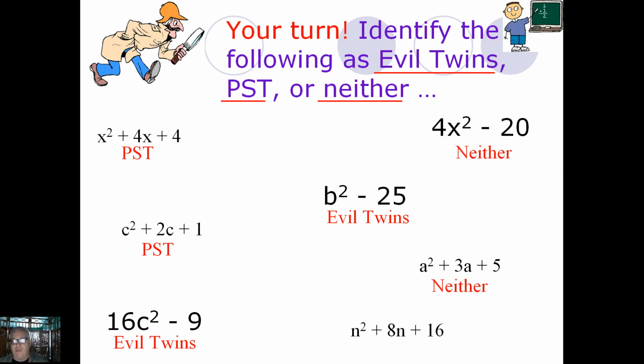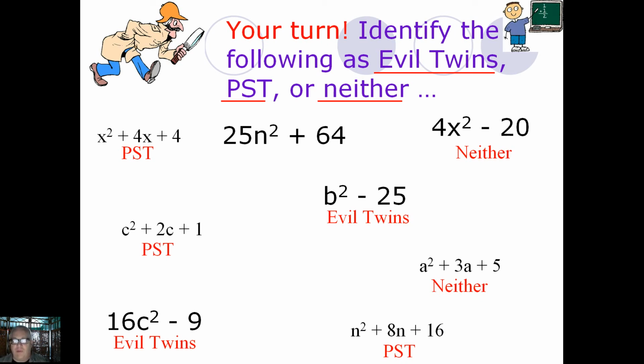How about this one? N squared plus 8n plus 16. I think we know this is not going to be evil twins. Is 16 a perfect square? Well, isn't it 4 times 4? And is 4 times 2 that number there? Correct answer is PST, perfect square trinomial.